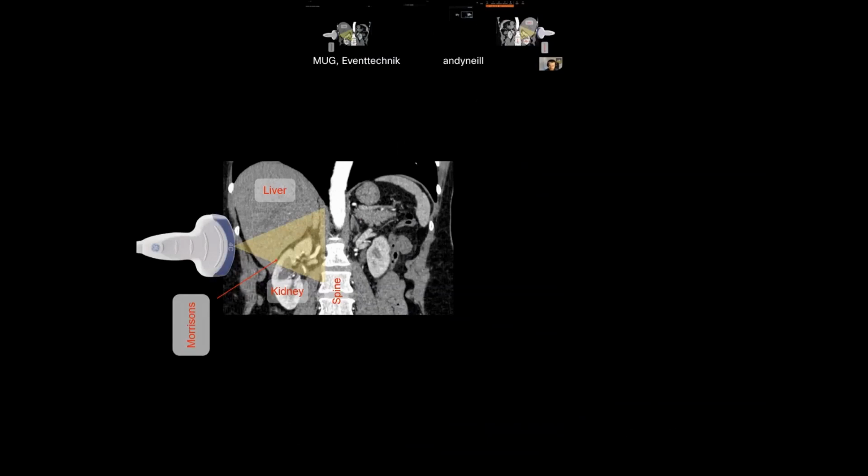So when we're imaging that right upper quadrant, this is what we're imaging. We've got the probe in this coronal plane, as mentioned before. You're going to see a bit of the liver, a bit of the kidney, and then this Morrison's pouch in between. So how does this relate to our CT scans? Remember, we image it like this with ultrasound.